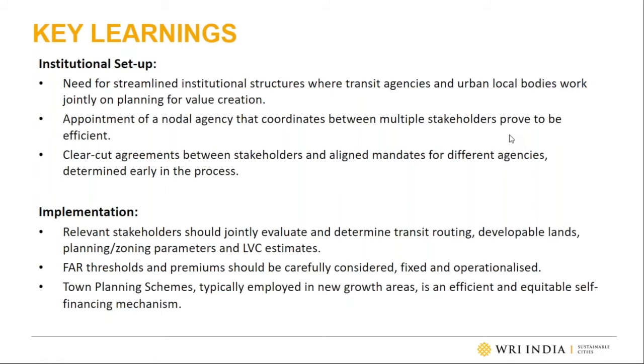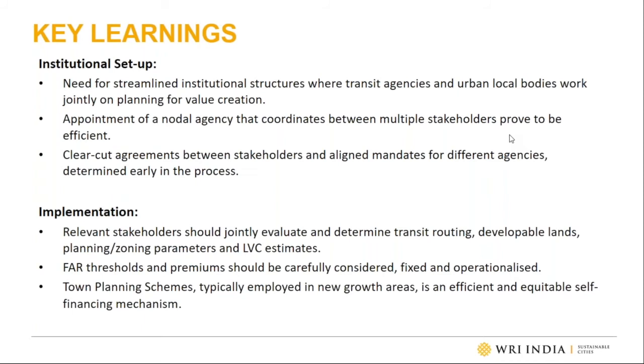Now, after looking at these case examples, we also have certain other learnings that could probably help inform cities and maybe take certain specific steps to better them. So we categorize these under four broad categories. The first one is institutional setup. So streamline institutional structures where transit agencies and urban local bodies work jointly on planning of value creation. That is something that is really important and is needed. Appointment of a nodal agency that coordinates between multiple stakeholders. We understand that there are certain coordination agencies, but I think they need to be empowered a little more so that they can create this efficiency in the system.